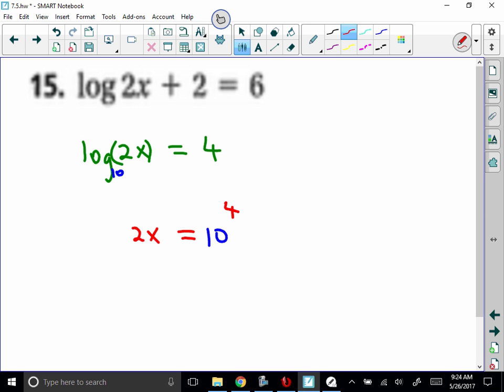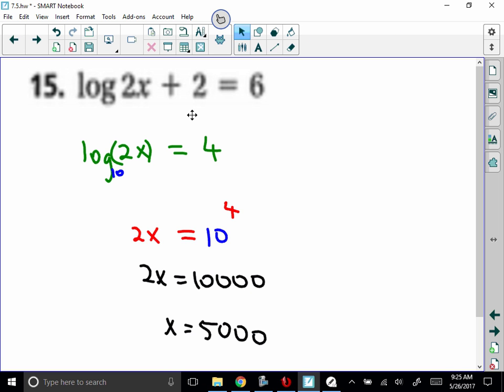And 10 to the 4th is a big number. It's a lot. It's about how much money I could go for right about now. I could pay off a couple credit cards. That'd be good. 10 grand? 10 large? So 2x is 10 large. And so x would be 5 large. Anybody ever hear 1,000 called large like that? Anybody ever have $10,000 in their hand? It's kind of cool.